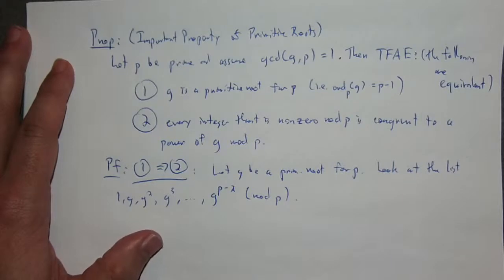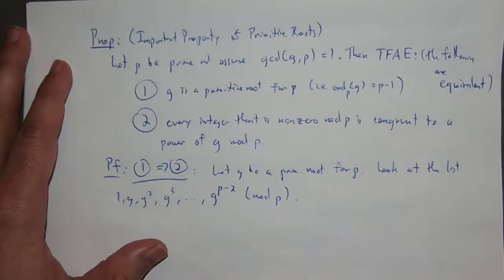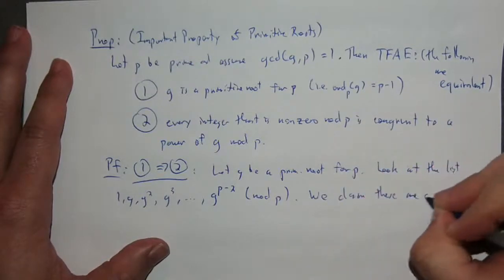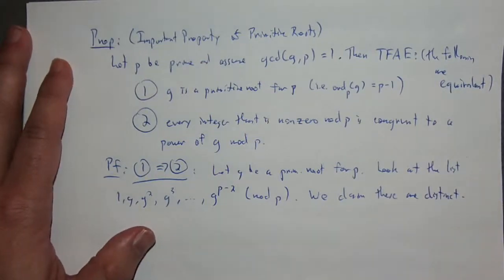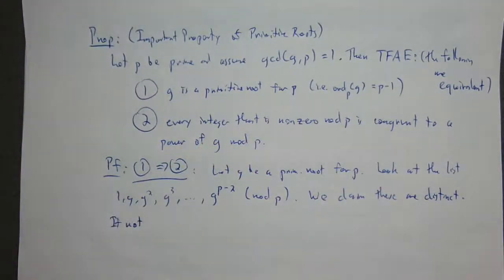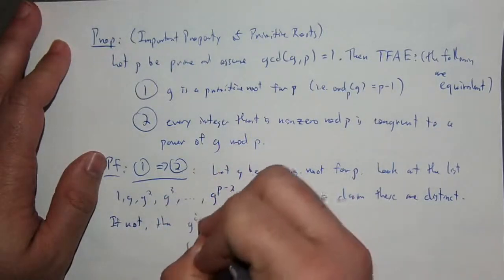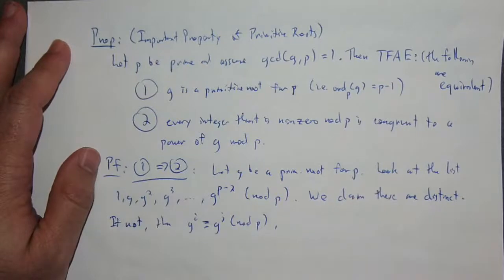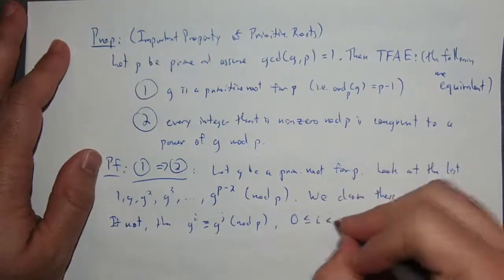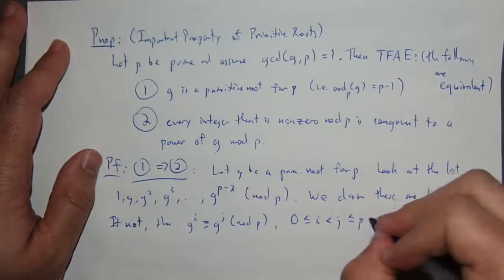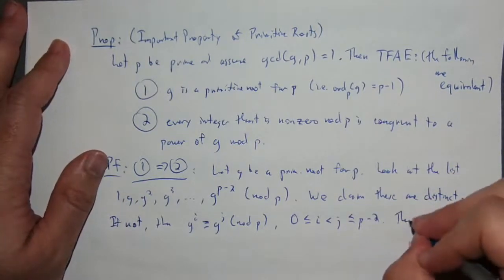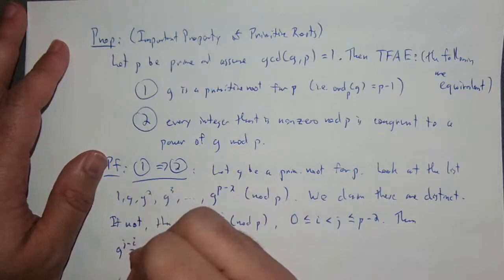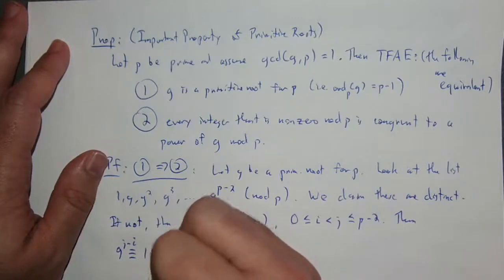So we're almost done. All we have to do is show that these are all different, right? We just have to show that these are all distinct. So we claim these are distinct. Okay. All right. Well, if not, then G to the I is congruent to G to the J mod P for some I and J between 0 and P minus 2. And we'll say that we've made this so that I is strictly less than J. Then, in this case, G to the J minus I is congruent to 1 mod P.